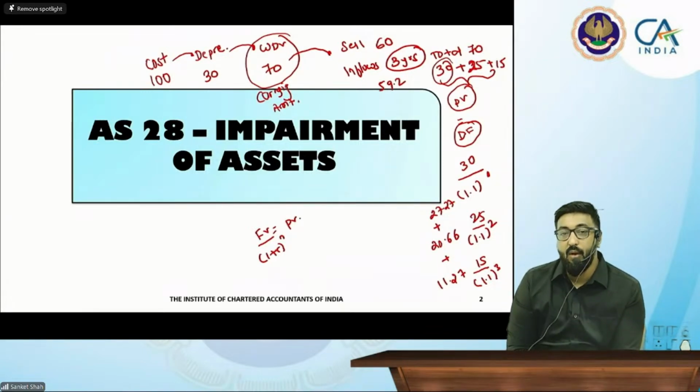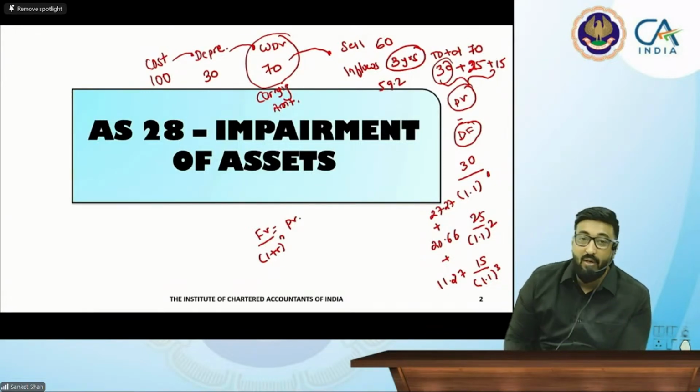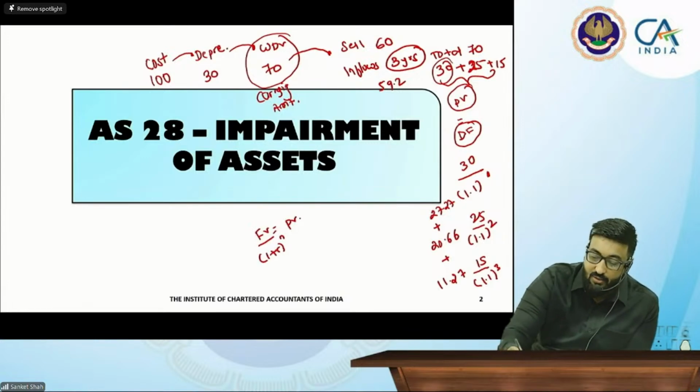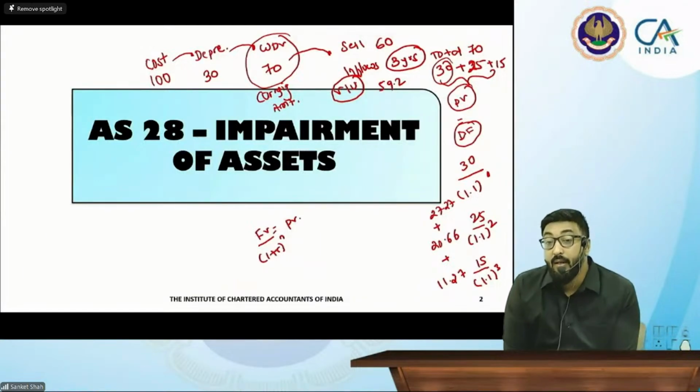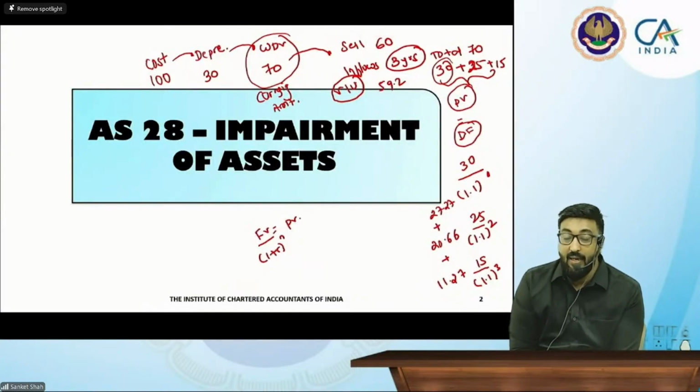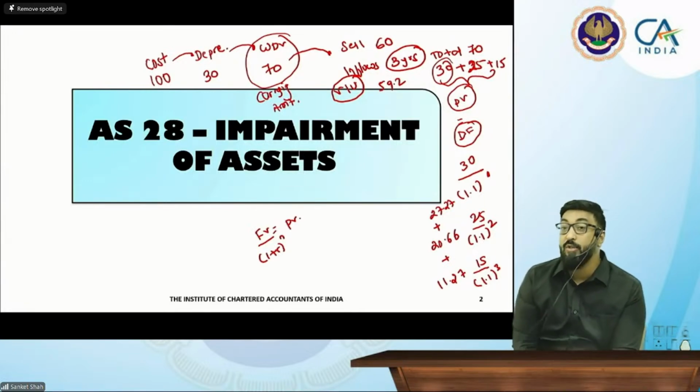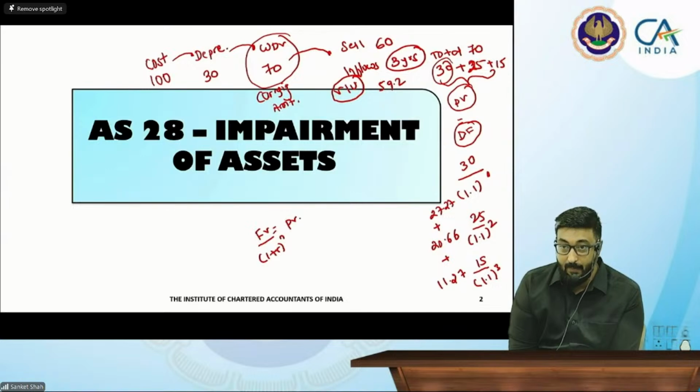Okay, so how are we getting this value? In simple language, it is called value in use in the impairment of asset. I'm going to use this asset, and what is the value of this use? Value in use is called the present value of future cash flows, what you are going to generate from the asset.